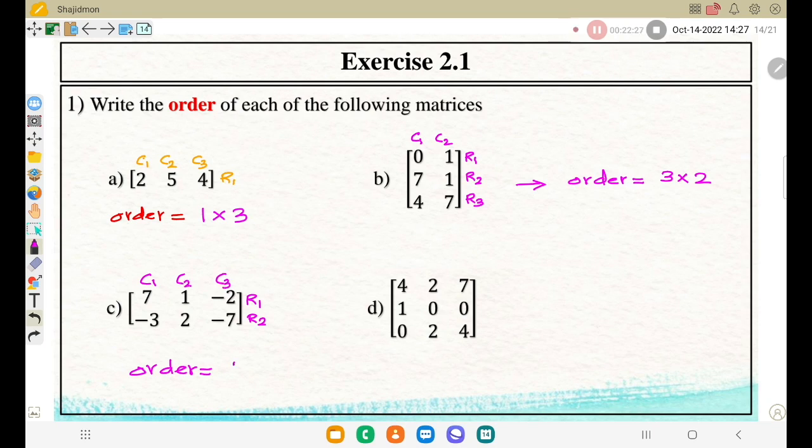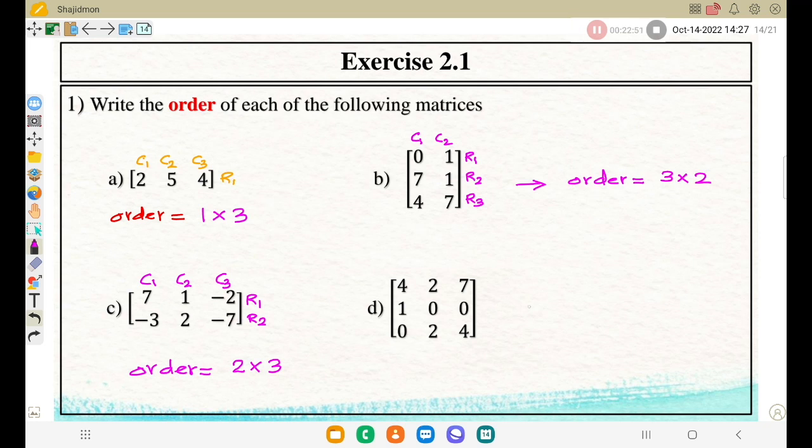So what will be the order? It will be a 2 by 3 matrix, 2 rows and 3 columns. That means 6 elements, correct? 6 numbers inside. So you can see in the B example and C example, both matrices have 6 numbers inside, but the order is different. That's why we write the order as row by column, like first the row number and second the column number.